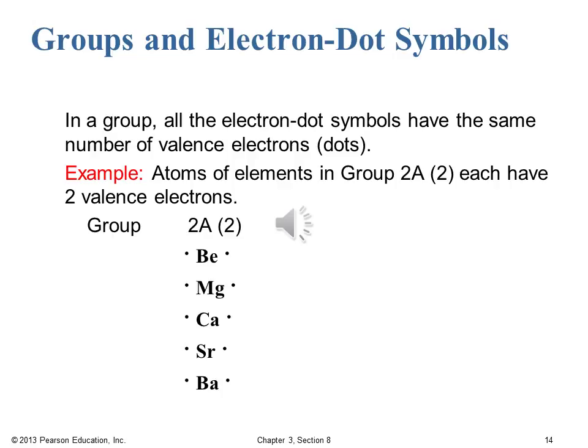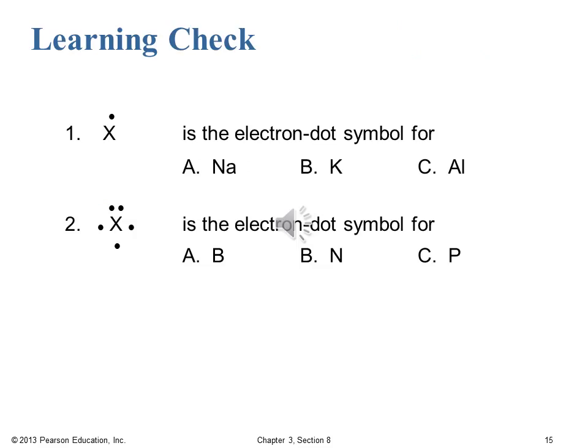The only change is the particular element symbol, right? In all cases, you've got a dot to the right and a dot to the left, indicating those 2 valence electrons. Okay, so let's pause now for a learning check, see how we're doing with these electron-dot symbols.